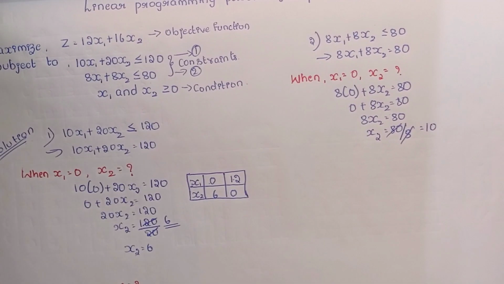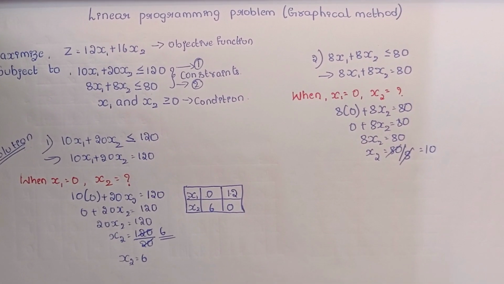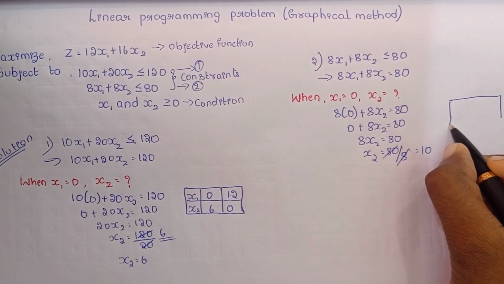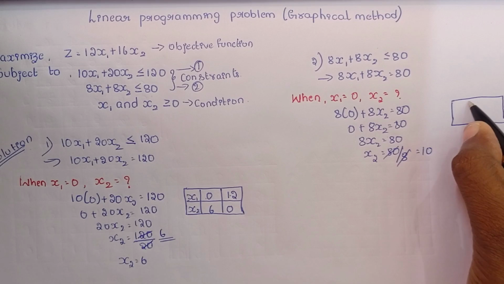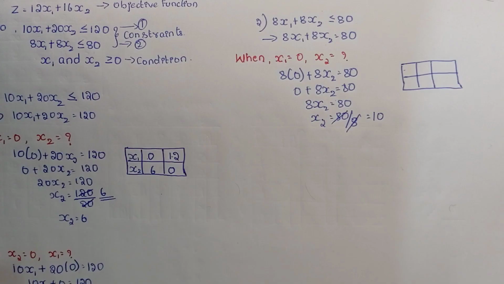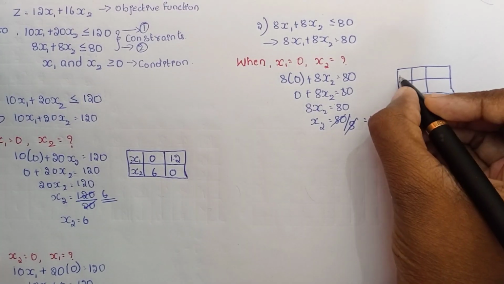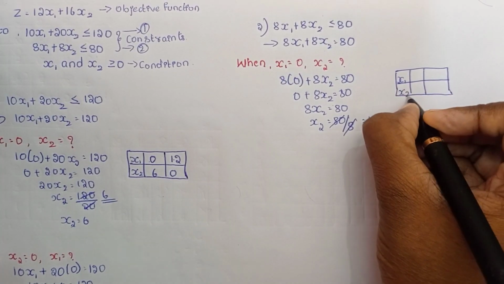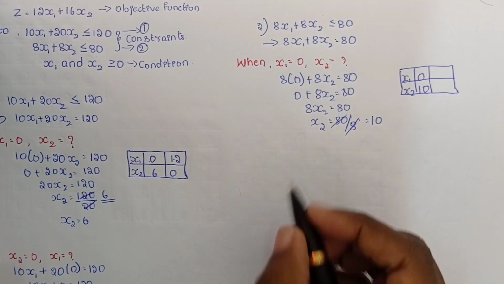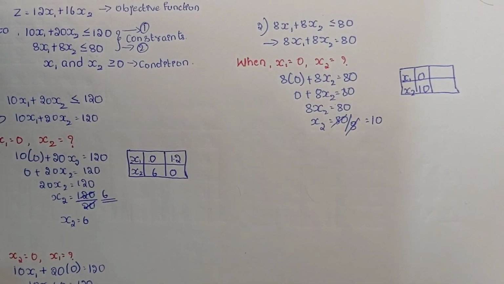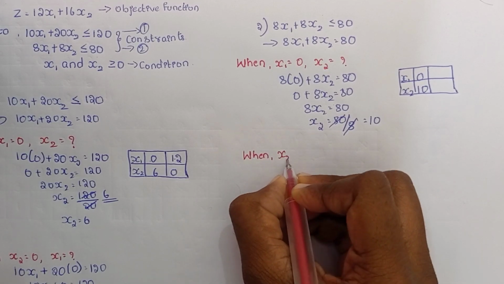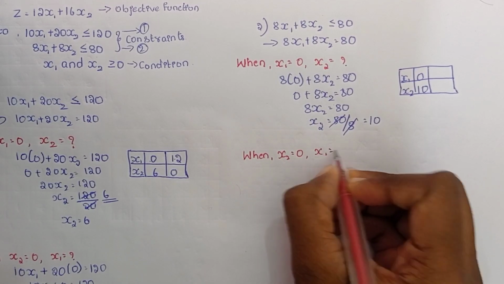Okay, let me write the box. So when x1 is 0, the x2 value is 10. In the same way, we have to identify when x2 is 0. When x2 is equal to 0, what is x1?